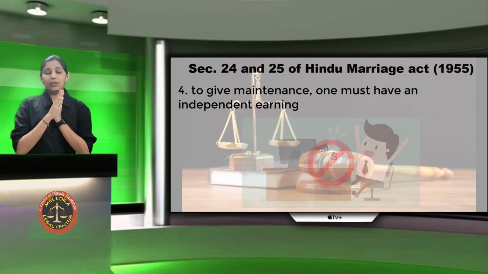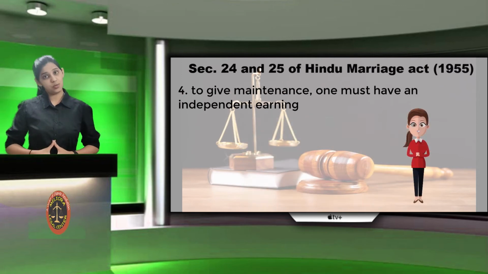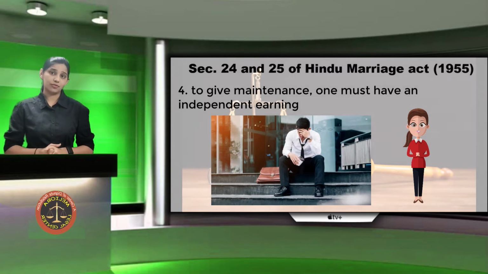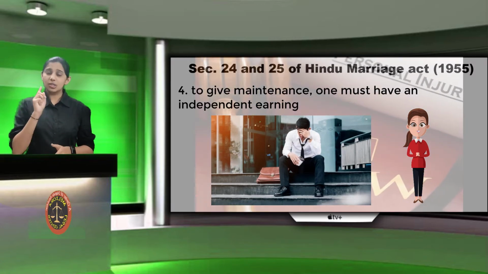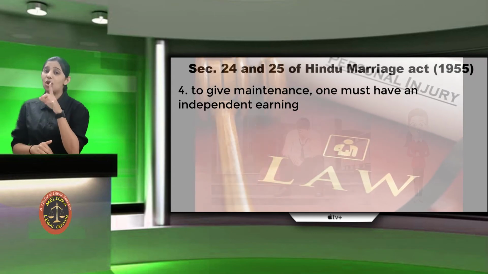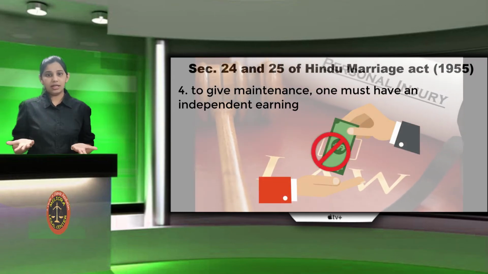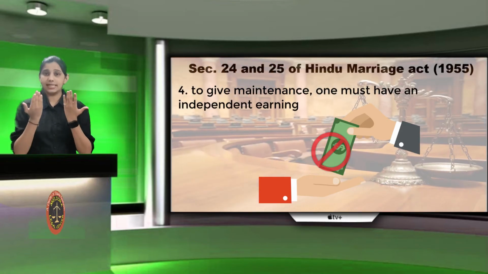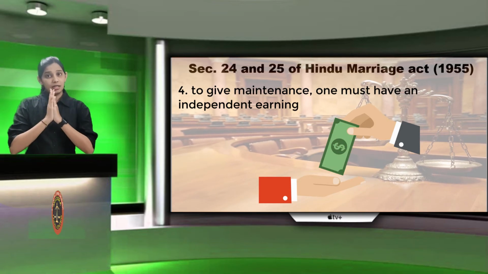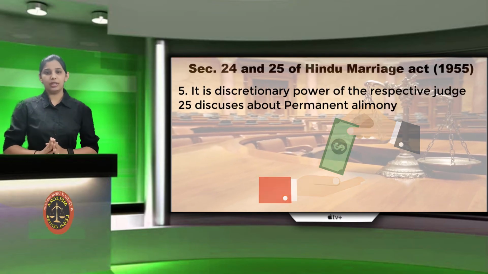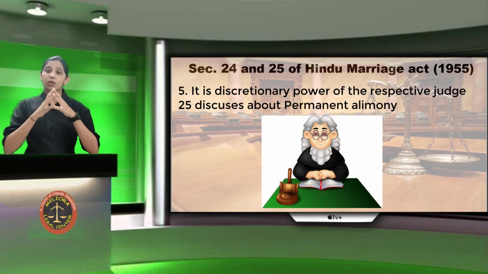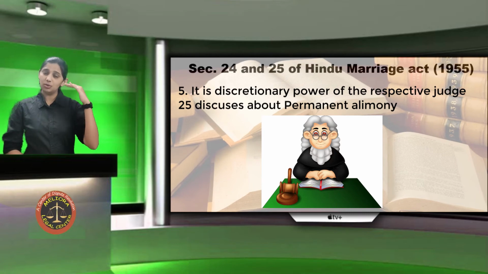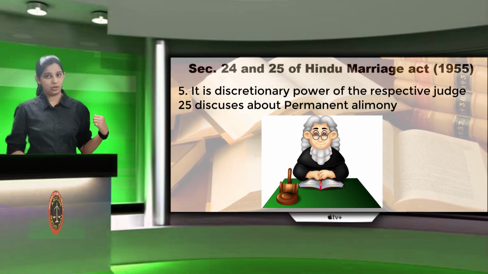The fourth point is, in case the wife is demanding such maintenance, but the husband is unemployed and not having any source of income, what would happen in such a case? In such a case, such husband is not liable to pay. Correct? In other words, to give maintenance, one must have an independent earning. As said above. Easy? The last point, that is the fifth point, is the discretionary power of the respective judge. Easy. The definition has been divided into 5 points. The points are displayed on this video.